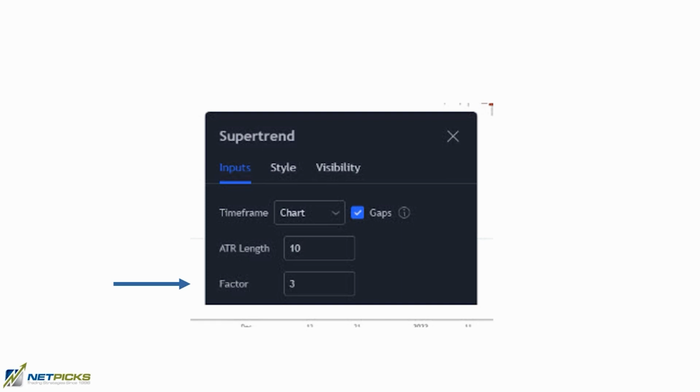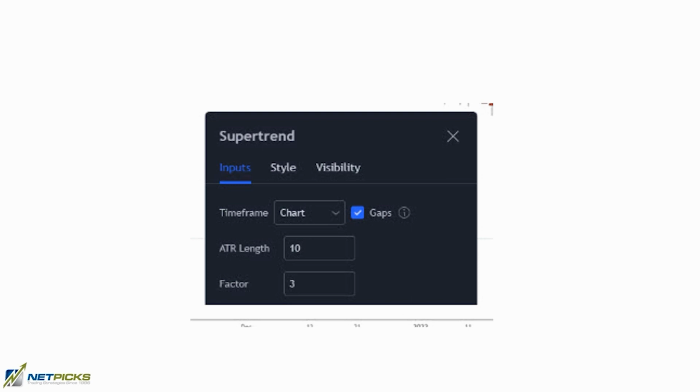Just make sure that when you adjust any setting and you put it into a trading strategy, you've actually tested any change that you're making. Now, the default setting is a period of 10. The factor is 3. Any changes to those numbers can affect how you're going to use the indicator.